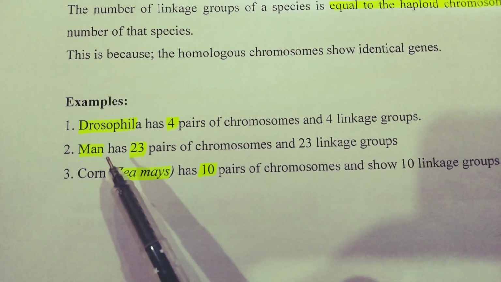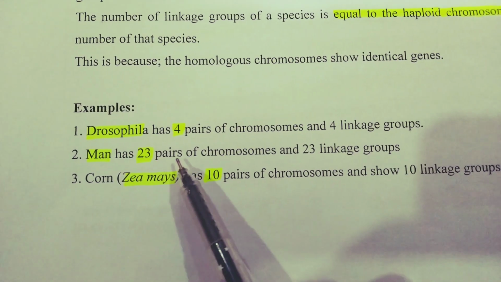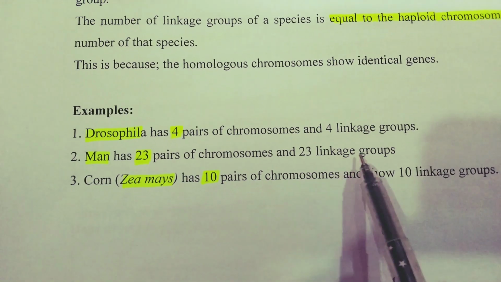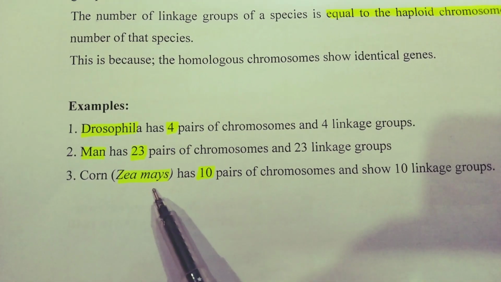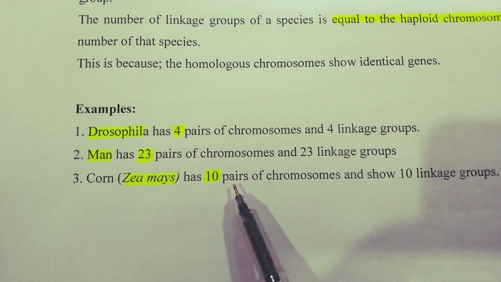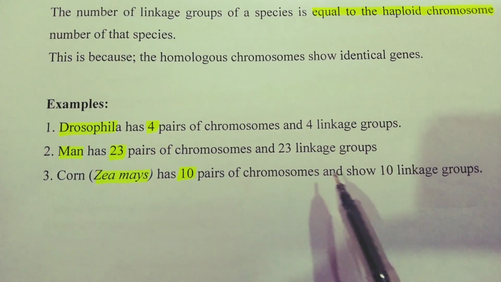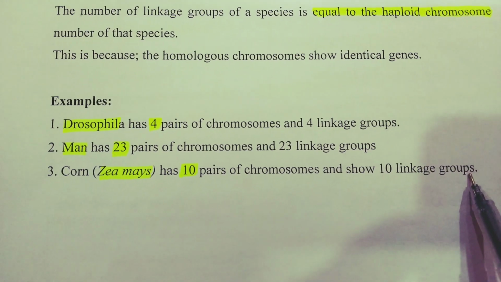In Homo sapiens, man, you will observe 23 pairs. That means 23 linkage groups are observed in humans. In Siamese, containing 10 pairs, that means 20 chromosomes, so 10 linkage groups are observed.